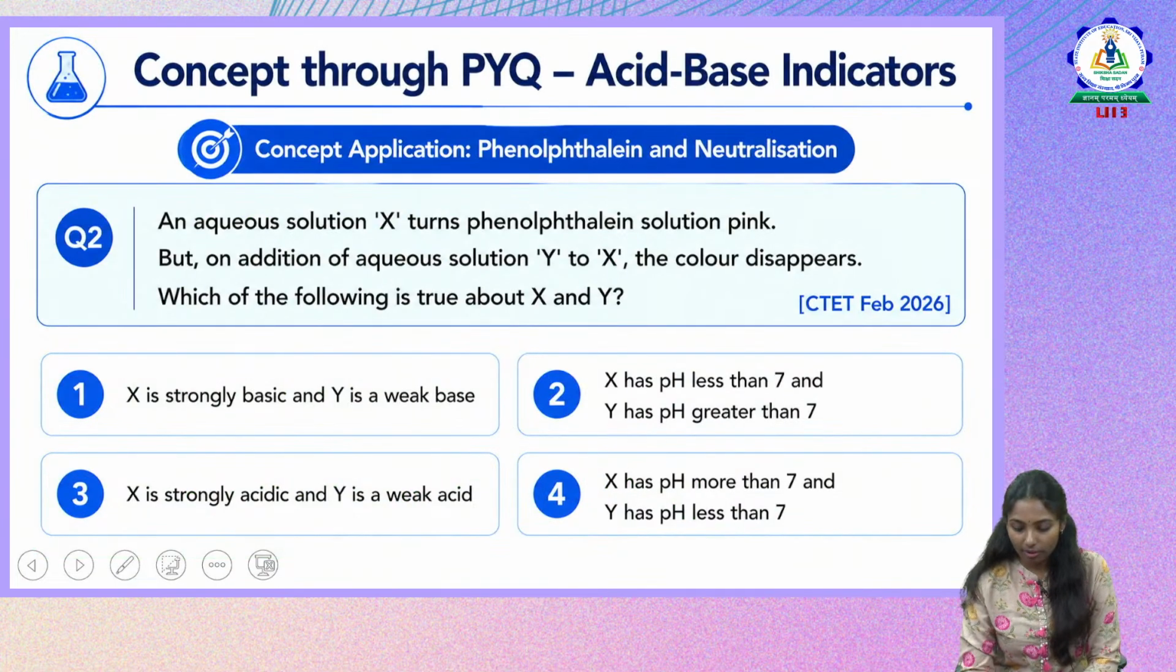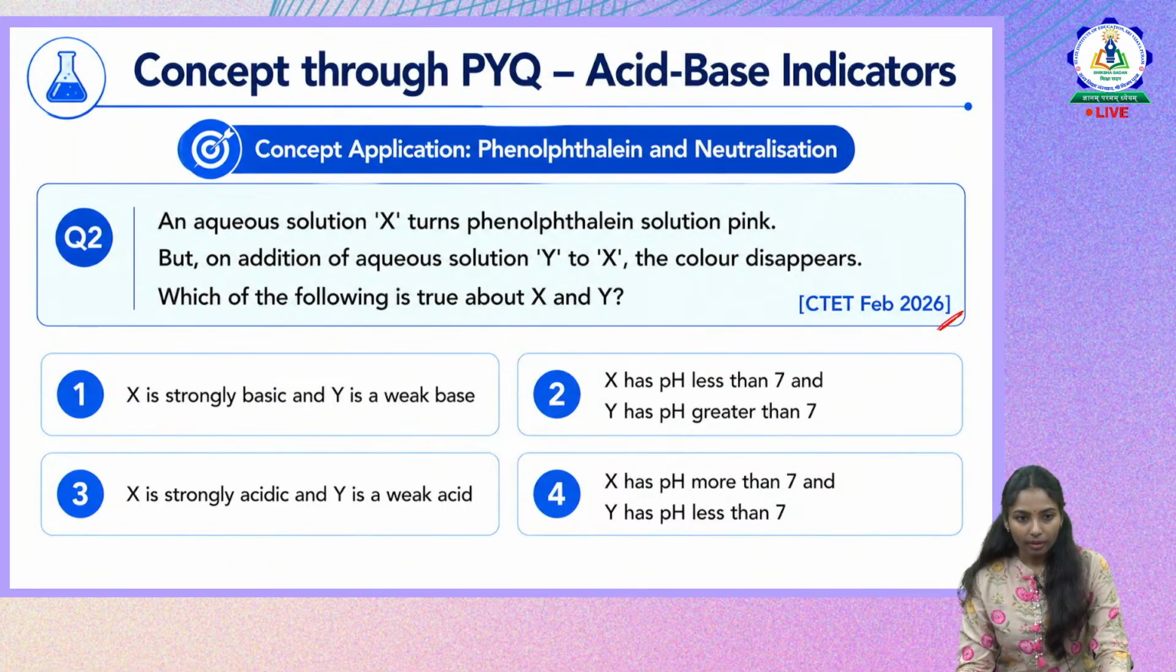So here we have one from 2026, the recent paper. Here if you see, an aqueous solution X turns phenolphthalein solution pink, but on addition of aqueous solution Y to X, the color disappears. Which of the following is true among X and Y? Now we have to find out. There are 4 statements given regarding X and Y, right?